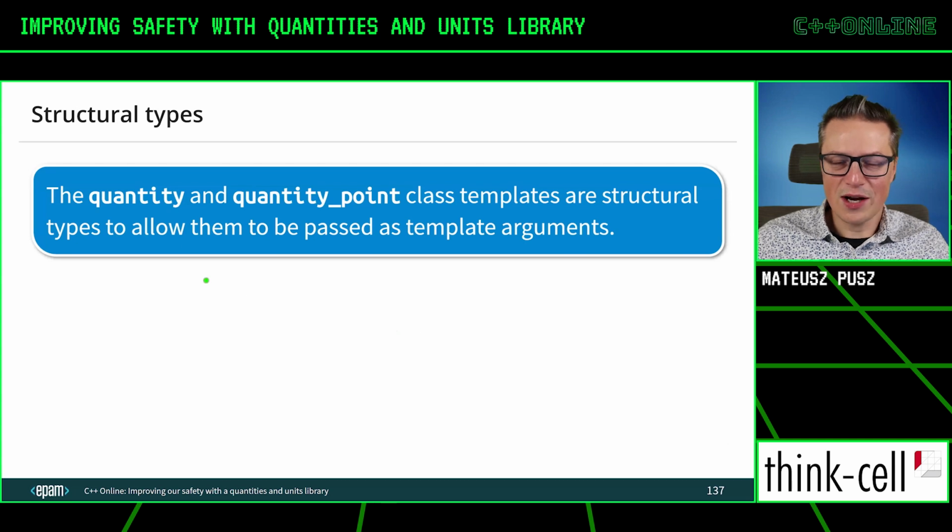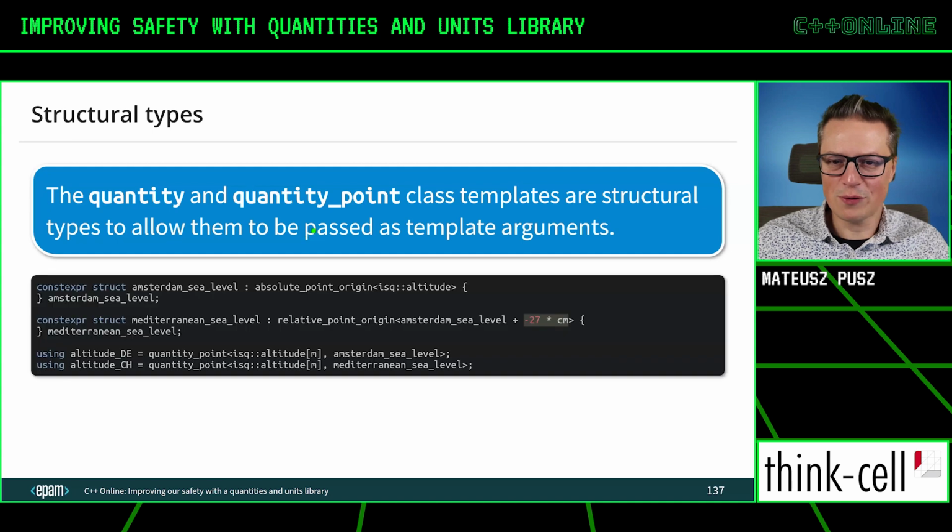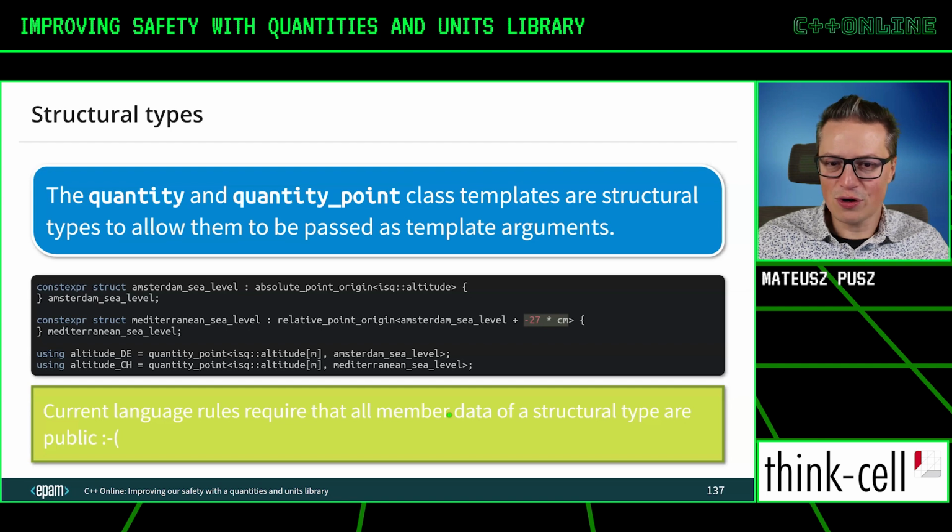Last but not least are the structural types. In order to have structural types, we had to provide the data members in quantity and quantity point as public, because this is the requirement of the language. And we want to use those as structural types because we want to be able to pass them as non-type template parameters, for example, to our relative point of origin that we've seen in the C-levels example. And current language rules require that all data members of structural types are public.